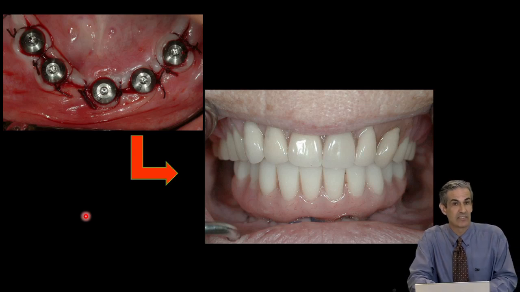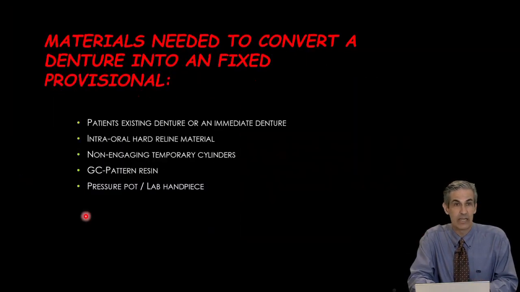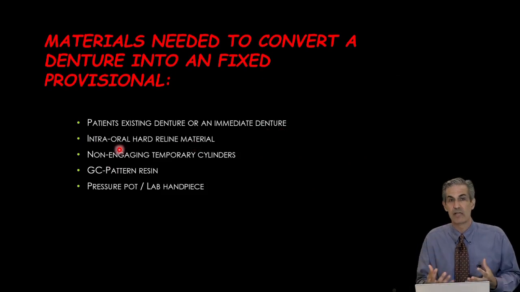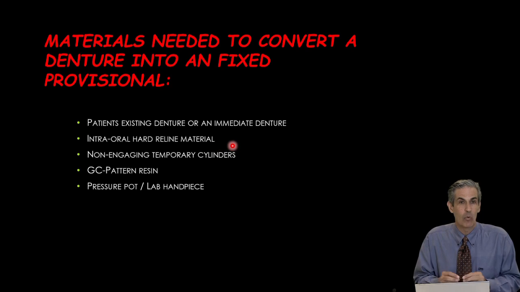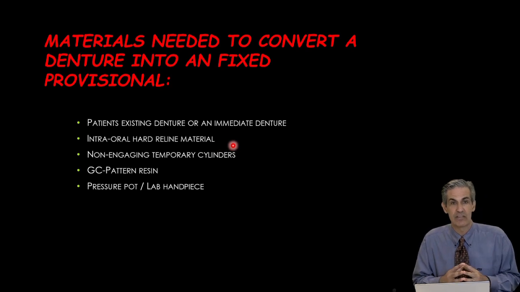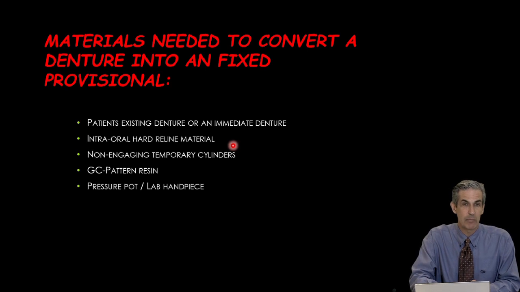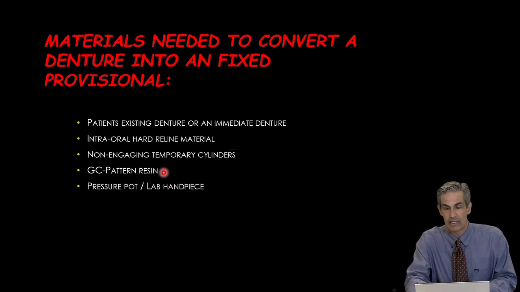So we need a patient's existing denture or an immediate denture. We need intraoral hard reline material, which sometimes surprises people, but I'll show you why. We need non-engaging temporary cylinders that will connect to the implants themselves. We use GC pattern resin, a pressure pot, pink acrylic, and a lab handpiece.